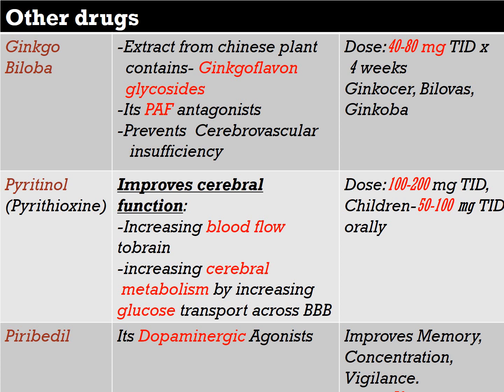And the next drug is pyritinol. It acts by increasing the blood flow to the brain as well as increasing the cerebral metabolism. So by this action it improves the cerebral function. And the next agent is piribedil. It's a dopaminergic agonist, and thus it improves the memory as well as concentration.